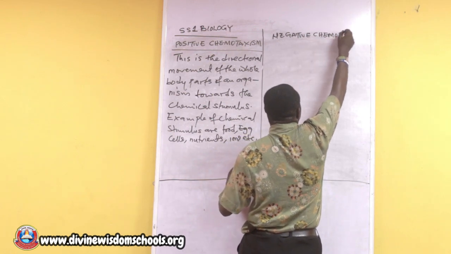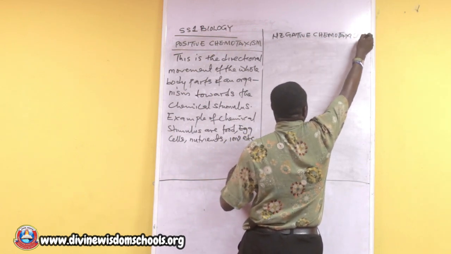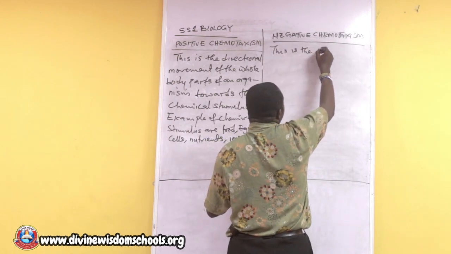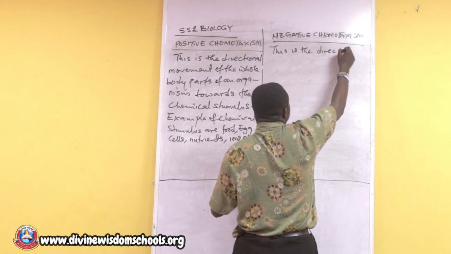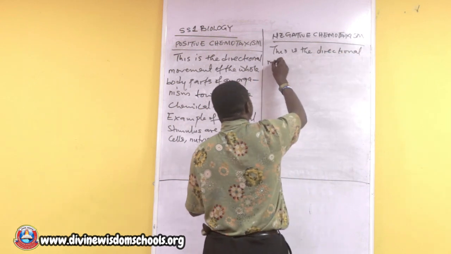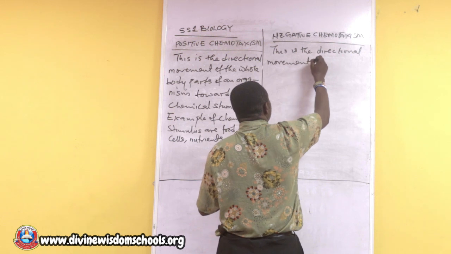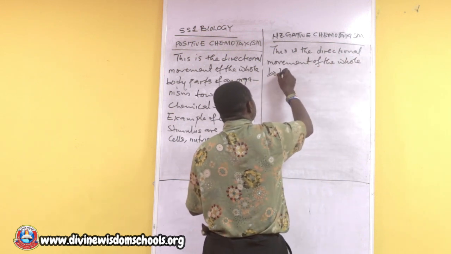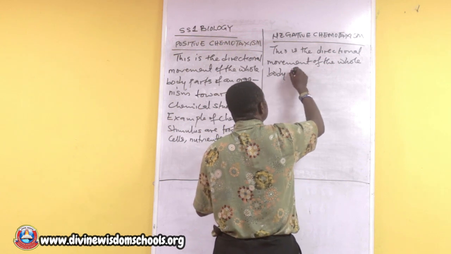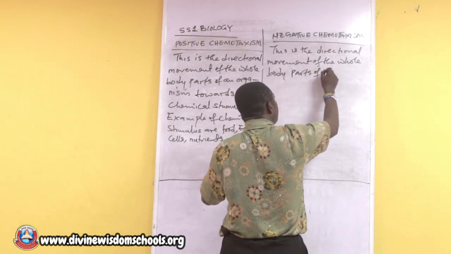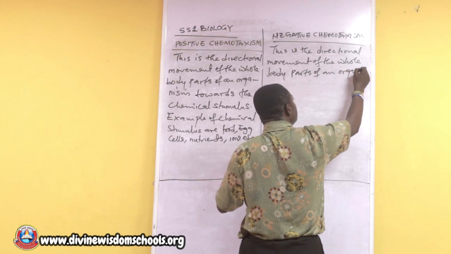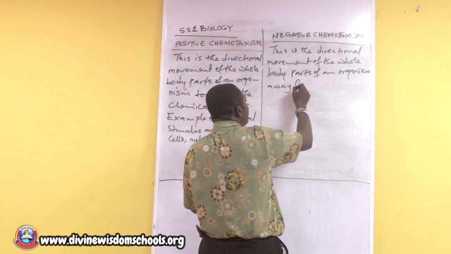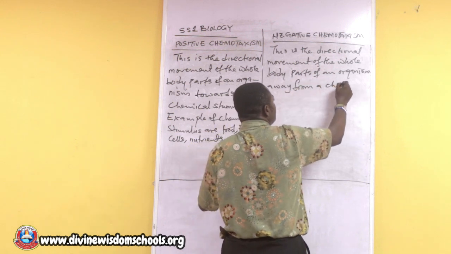That's positive chemotaxism. Now let's look at negative chemotaxism. That's the opposite of this one. This one is the directional movement, very important, directional movement of the whole body parts of an organism, now away from a chemical stimulus.